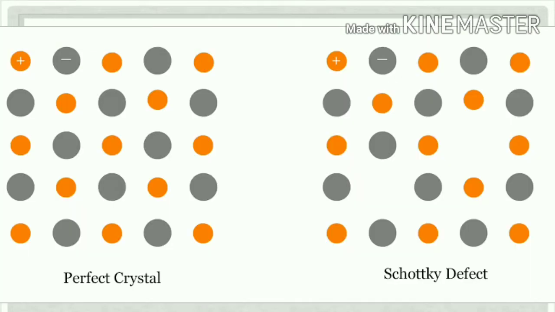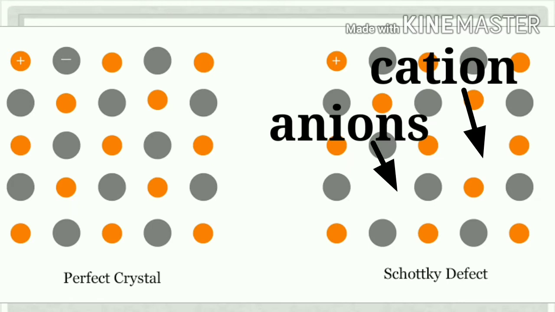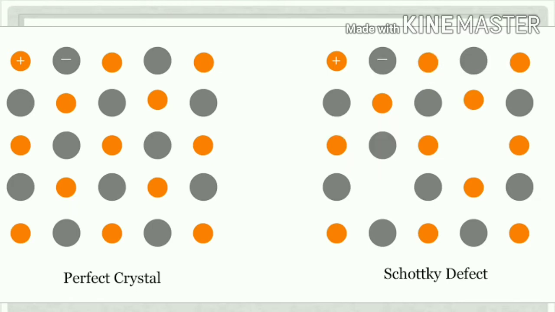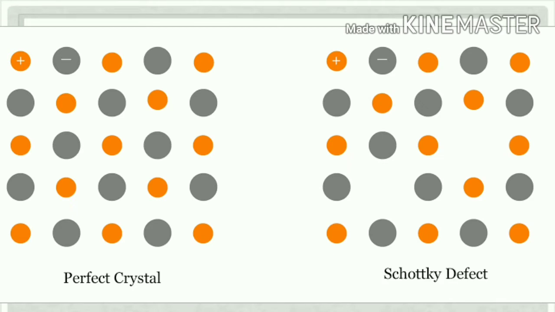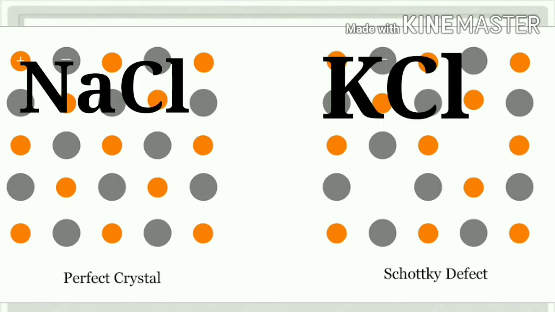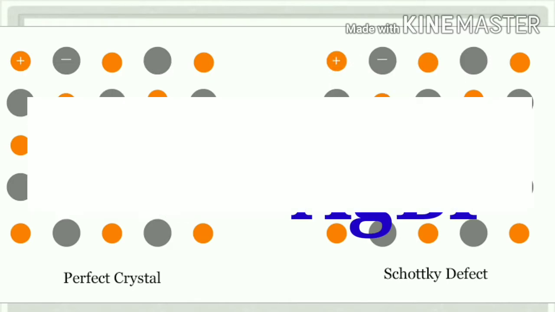It is basically a vacancy defect in ionic solids. In order to maintain electrical neutrality, the number of missing cations and anions should be equal. Like a simple vacancy defect, Schottky defect also decreases the density of the substance. The number of such defects in ionic solids is quite significant. Schottky defect is shown by ionic substances in which the cation and anion are almost of similar size, for example, NaCl, KCl, CsCl, and AgBr. It may be noted that AgBr shows both Frenkel as well as Schottky defects.